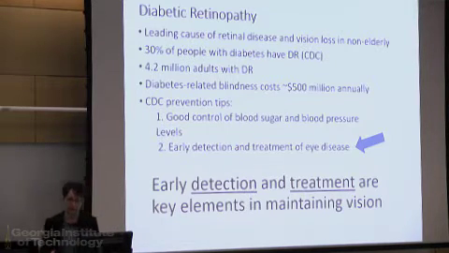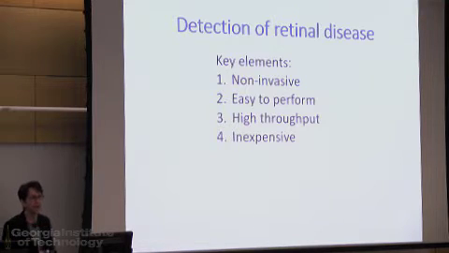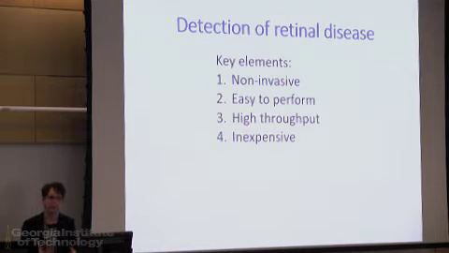Early detection, I'm going to talk to you about ways we can have early detection, and treatment for key elements in maintaining vision. Now, when we think about detection of retinal disease, there's some key elements that we're most interested in because we want something that we can use as a screening tool. So ideally, this would be something that's non-invasive, that would be very easy to perform, such that it could be used in any kind of outpatient clinic or maybe even in somebody's home. We would also want to have a very high throughput, and it would be very inexpensive.